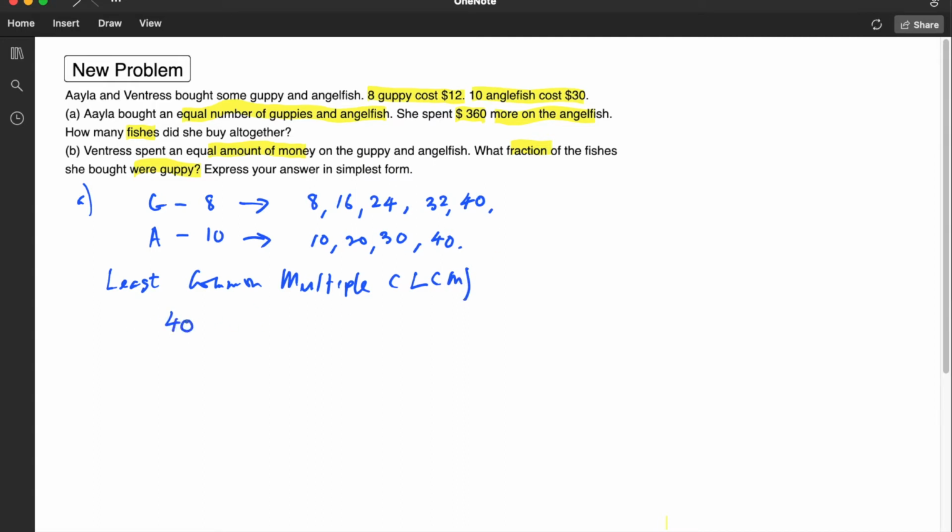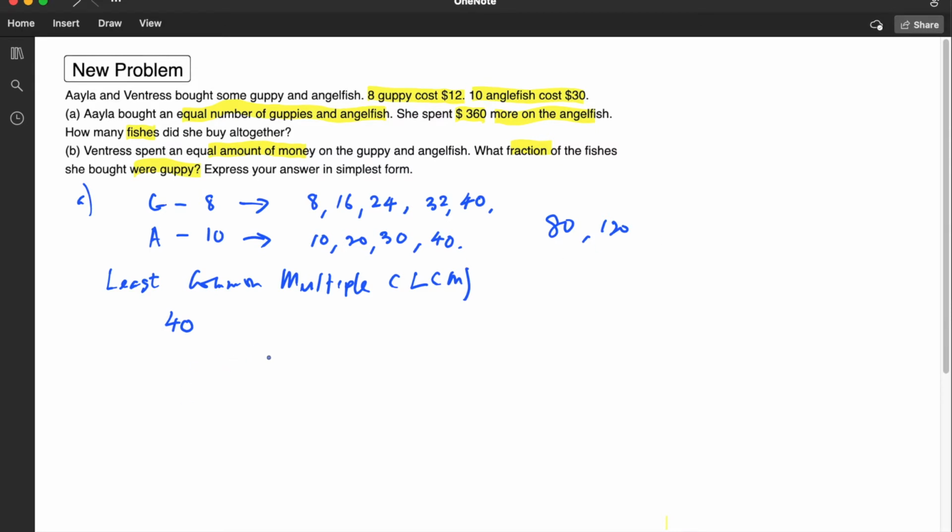So why is it called least? Simply because there are actually many more common multiples. For example, 80, which is actually 40 times 2. It is also a common multiple, 120, and so on. So if we don't specify the least, of course, we're going to have an infinite number of them.